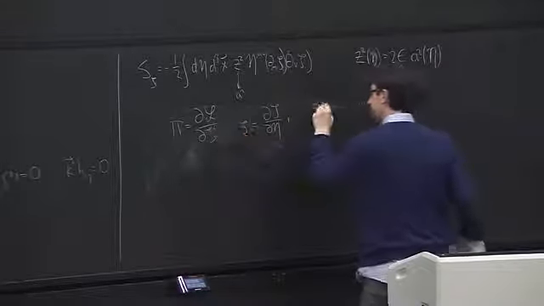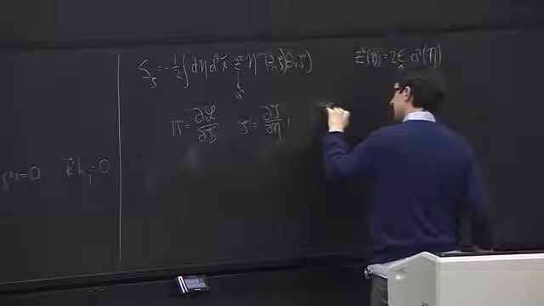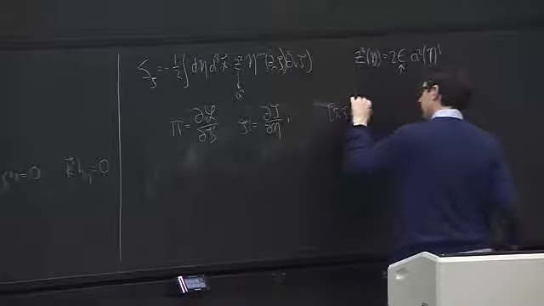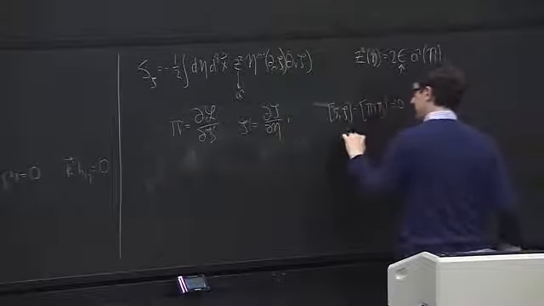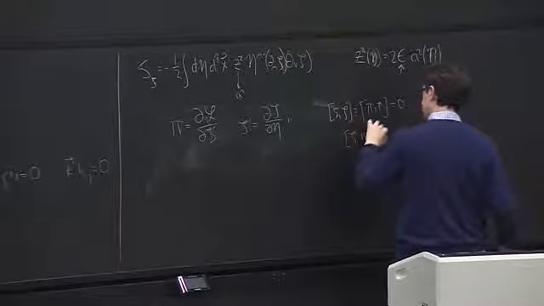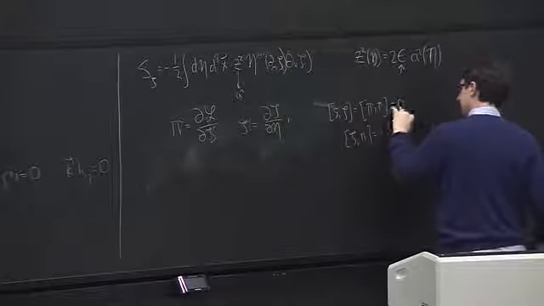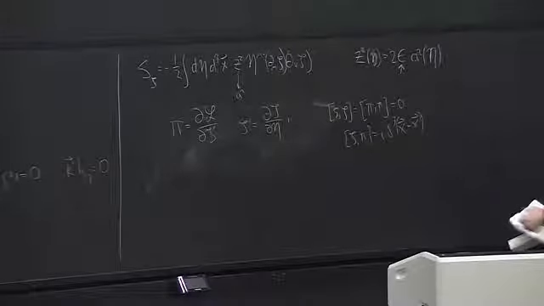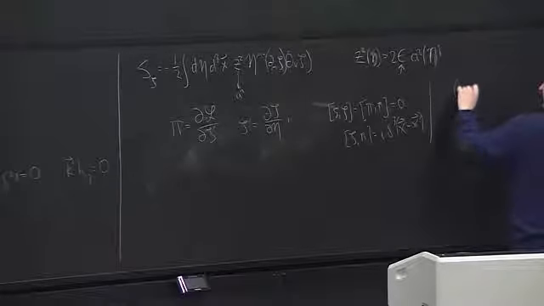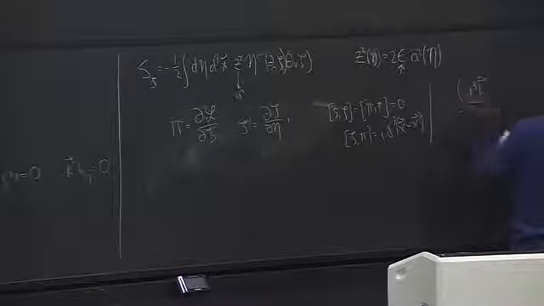Now we impose the equal time commutation relations: zeta with zeta is 0, pi with pi is 0, and zeta with pi is i times the delta function in the difference in their positions. And then we do what Dirac taught us to do, and expand those functions in terms of creation and annihilation operators.